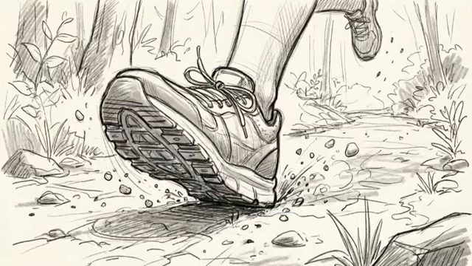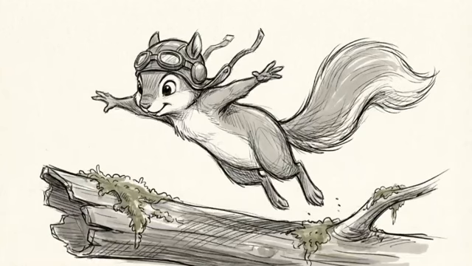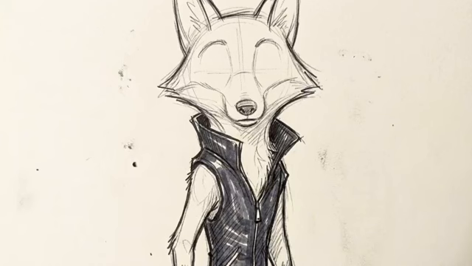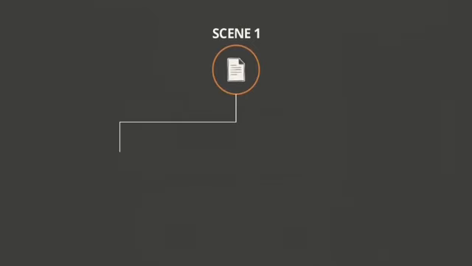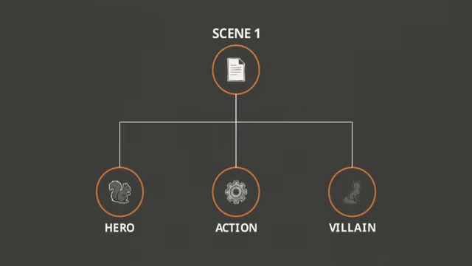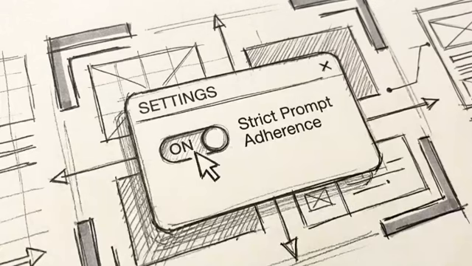Keep the plot focused on direct physical actions. AI video models currently excel at rendering movements like running or jumping, but they struggle with complex emotional subtext. A highly structured script provides the necessary logic for the generation tools. This prevents the AI from drifting off topic or hallucinating details that don't belong in the scene.